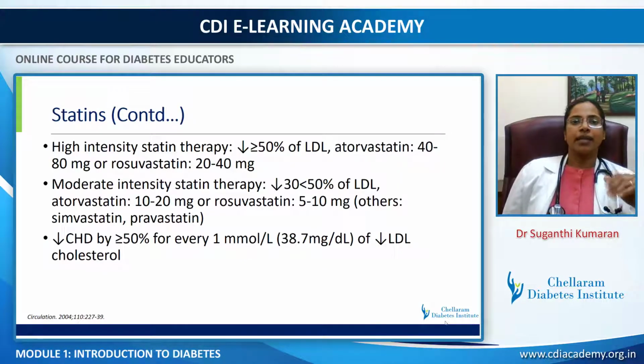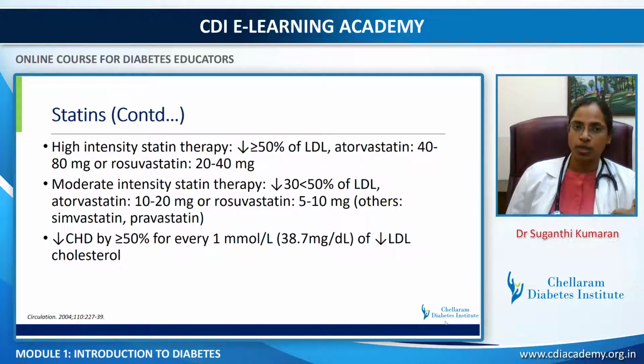So let's continue with the statin. As I mentioned earlier, high intensity statin will reduce the LDL cholesterol by 50% or more. Examples of high intensity statins would be atorvastatin, 40 or 80 milligrams would be the dosage, or rosuvastatin, 20 or 40 milligrams. Moderate intensity statin therapy will reduce LDL by 30 to less than 50%. Again, what are the statins which can be used for moderate intensity statin therapy? Atorvastatin at a lower dose, 10 to 20, or rosuvastatin, 5 to 10 milligrams. Others would include simvastatin and pravastatin. These can be given once a day because they're longer acting.